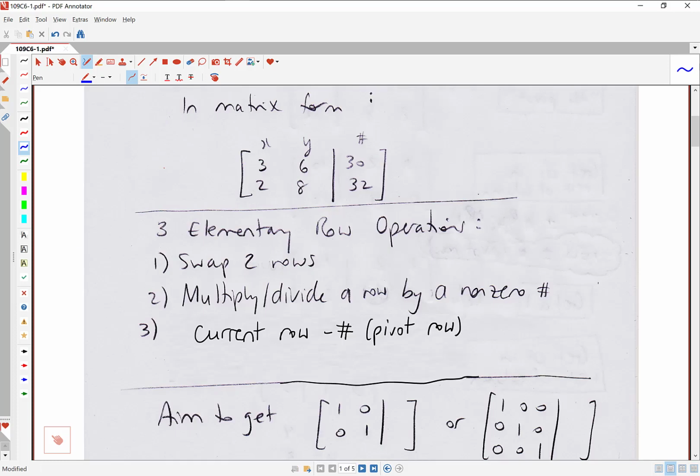Now that we've got our system in matrix form, there are 3 elementary row operations that we can perform on this matrix to help us find the solution to the system. Here are the 3 things that we're allowed to do. We're allowed to swap 2 rows, meaning just write the rows in a different order. We're allowed to multiply or divide a row by any non-zero number, so we can divide a row by 2, for example. The third operation is slightly more complicated. We can do something like current row minus a number times our pivot row. This particular operation will probably make a bit more sense when we jump into an example.